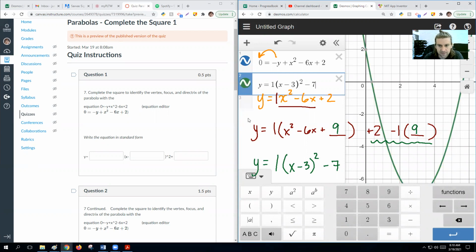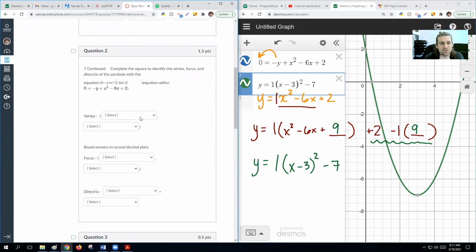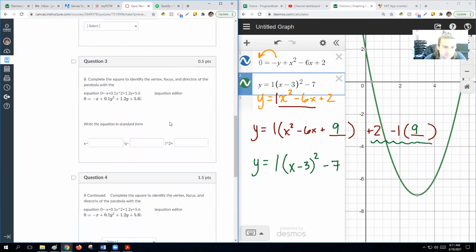Boom, that lines up perfectly. Okay, so you put a 1 in for here, a -3 in for here, and a -7 for that one. Okay, using that information, hopefully you guys can find the vertex and the directrix. Use the formula chart at the beginning.